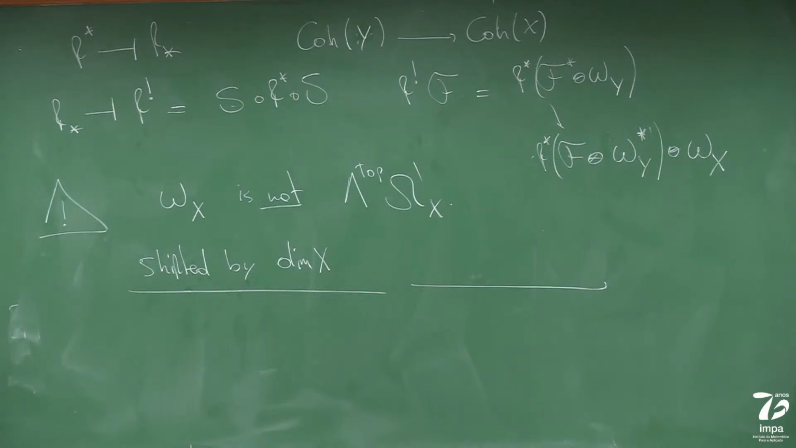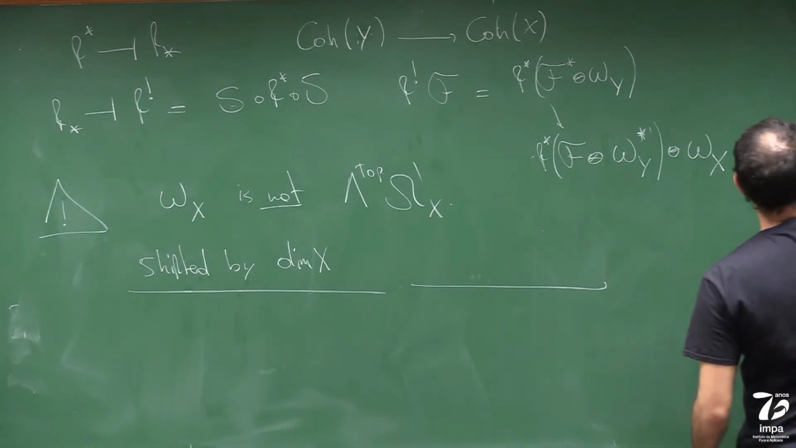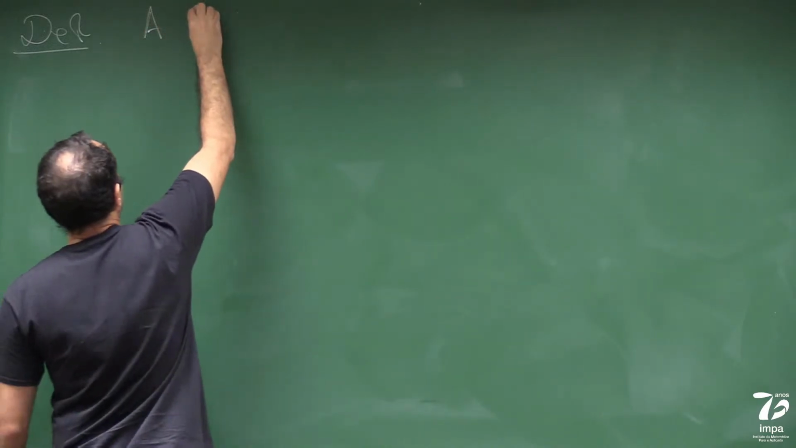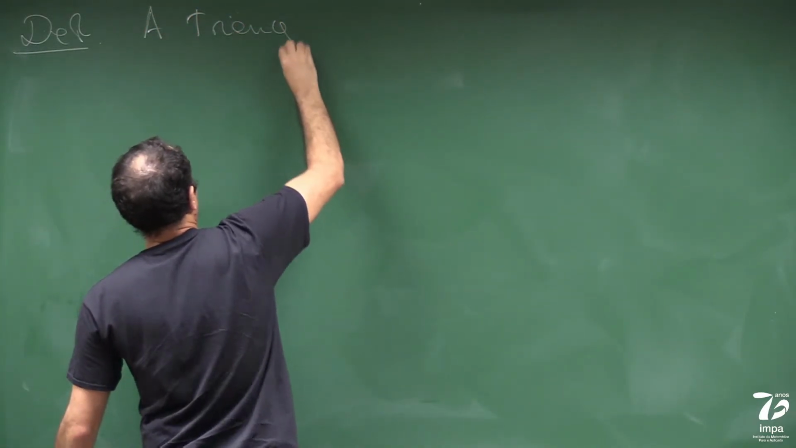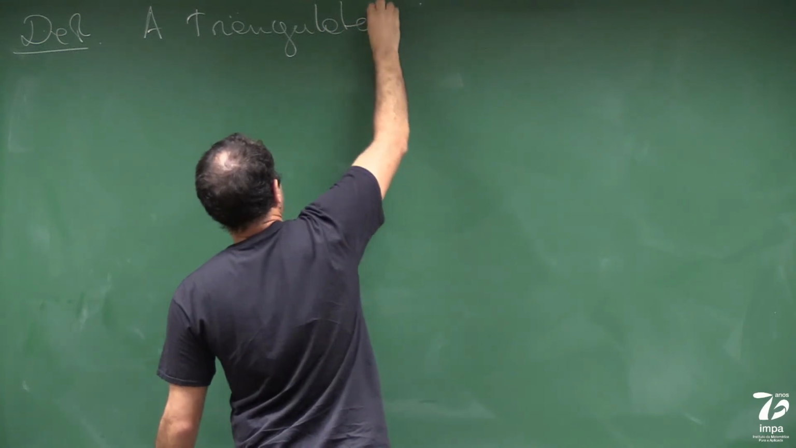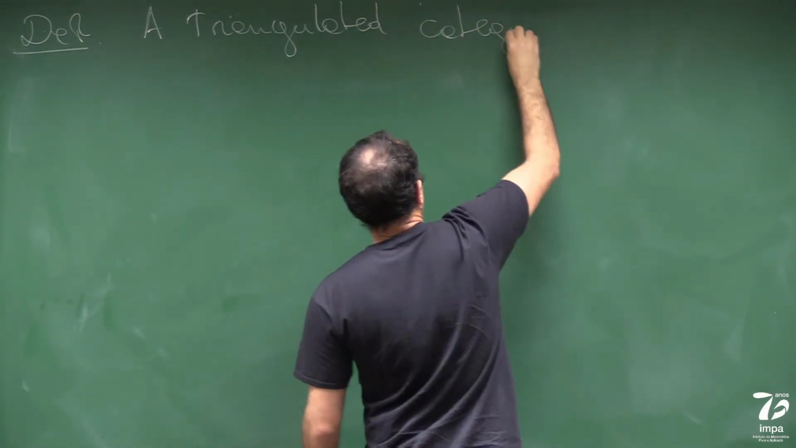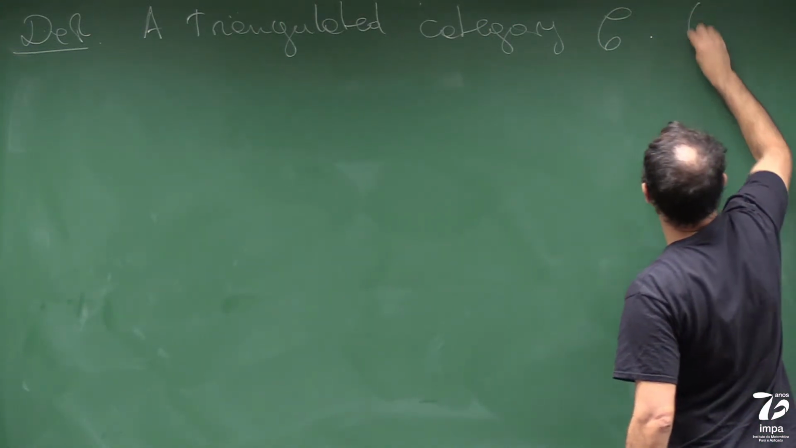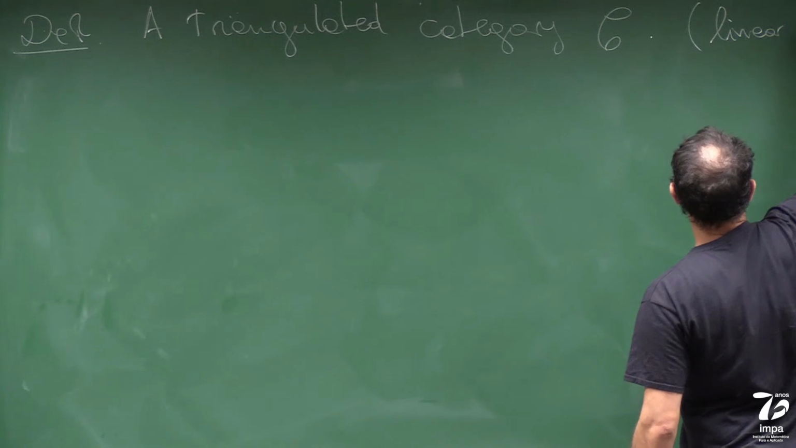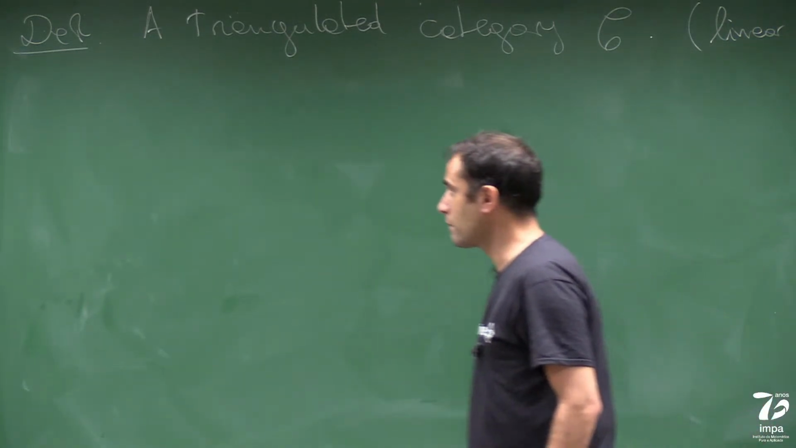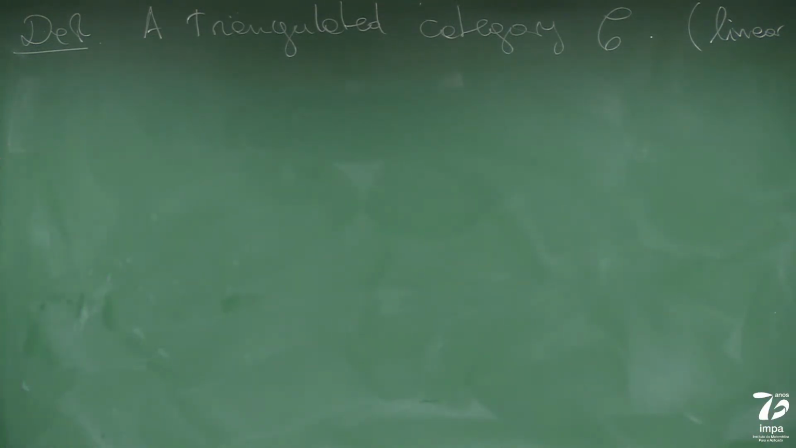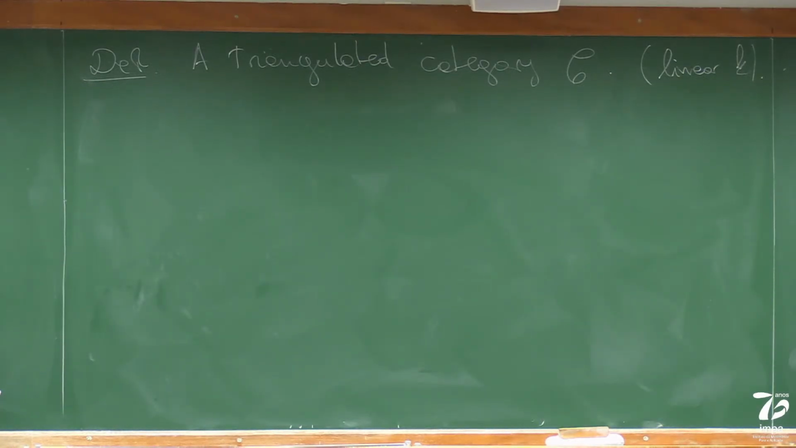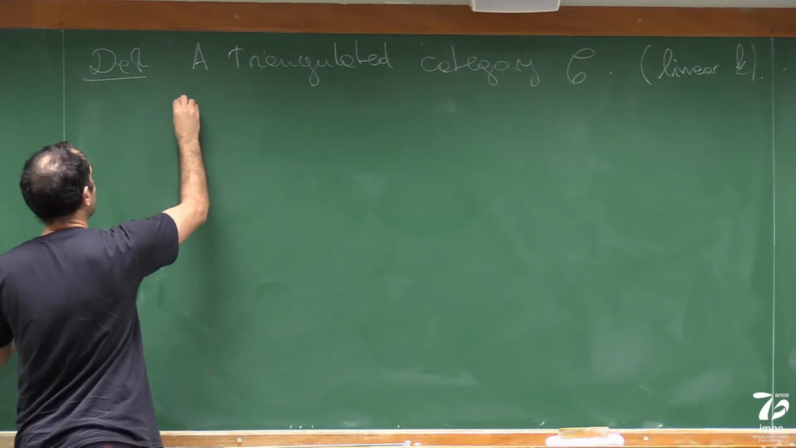So to talk about that, we need to talk about triangulated categories, and I'm just going to give the definition today. Definition: a triangulated category, see, it's going to be a linear category. So I'm always going to look at linear categories from now on over a field K. So it's just a linear category with a given equivalence.